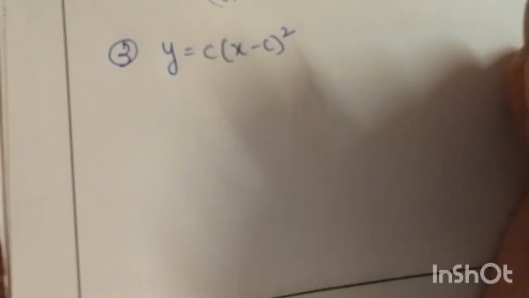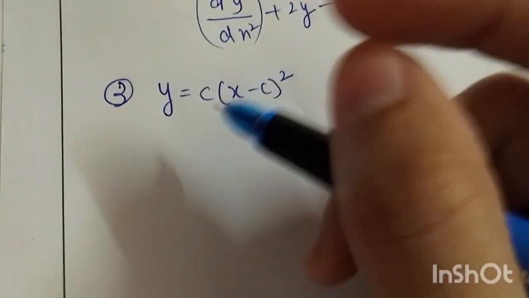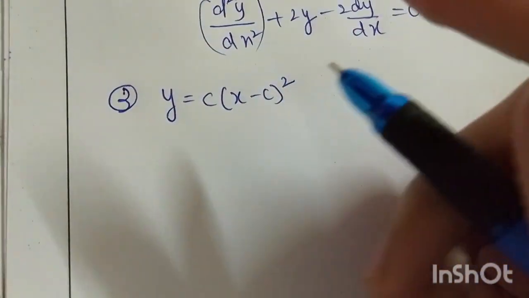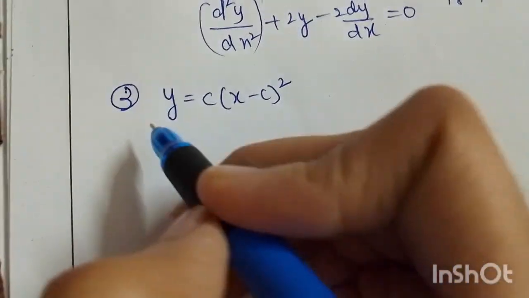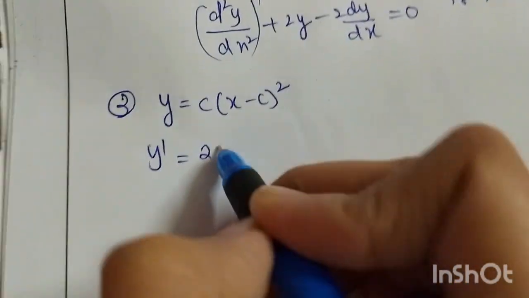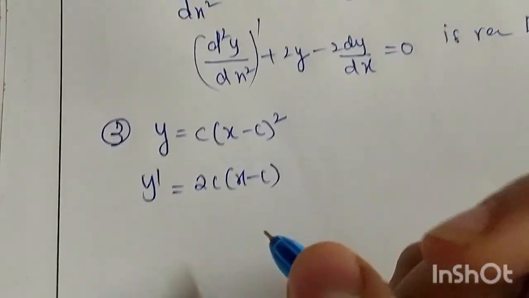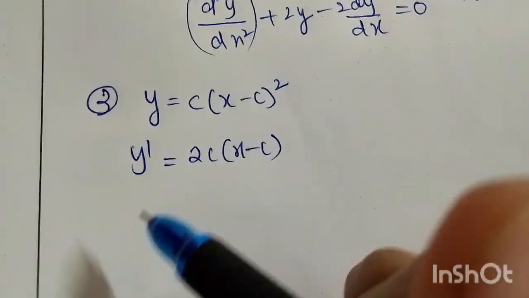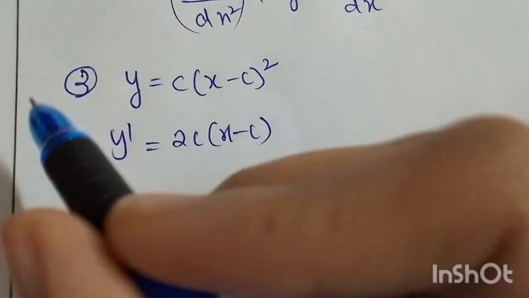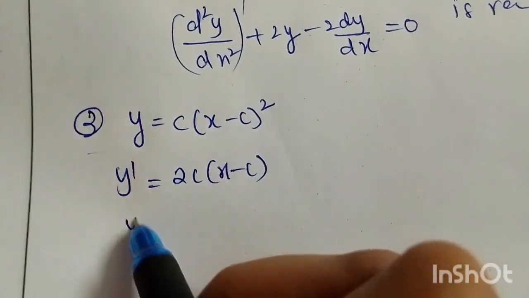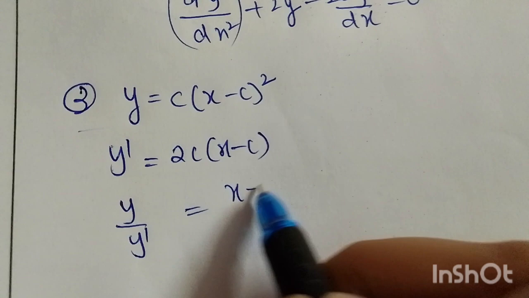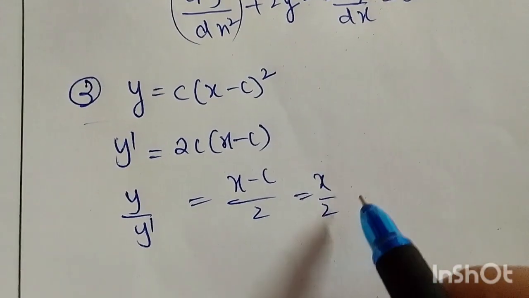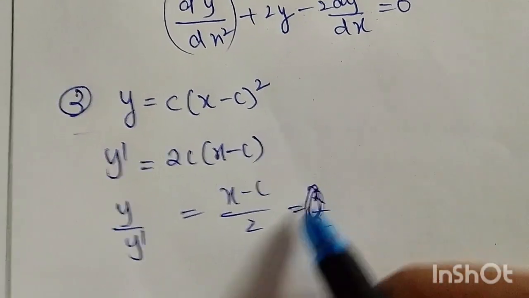This is a tricky question. So here the constant is c, an arbitrary constant. We have to differentiate only one time because there is only one arbitrary constant. We can't differentiate this 2 times. So we'll see how to do it. y dash is equal to 2c into (x minus c). Next, I want to find the value of c. There is no other option other than dividing it. So I'll divide y by y dash. What I'll be left with is x minus c by 2, which is x by 2 minus c by 2, or I can write it as 2y by y dash.